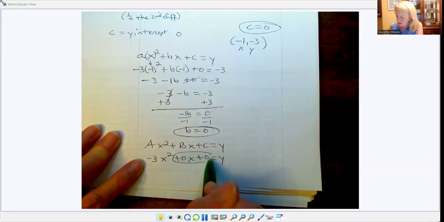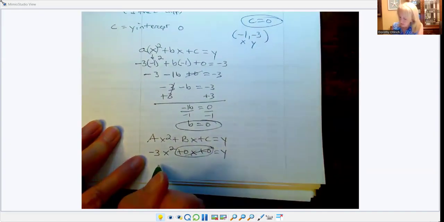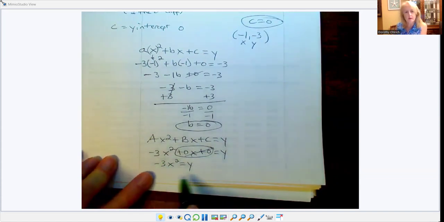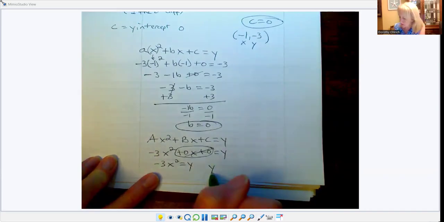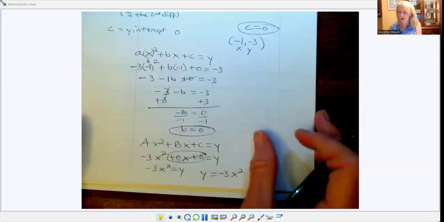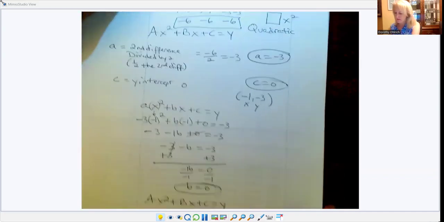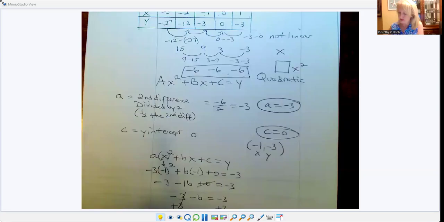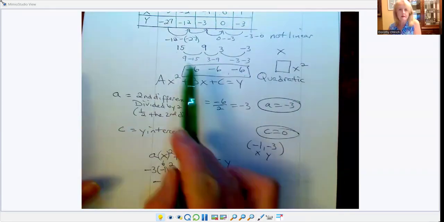We don't need to write this down. We like it in the form of y equals. So when we write the answer to this, it would be y equals -3x squared. And this is a quadratic equation. A quadratic finds the constant difference after the second differences. So let's try one more. This is going to be the third one and the last one that we'll do in this video.